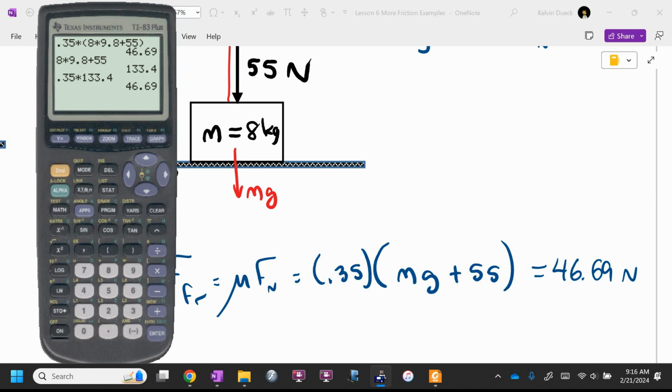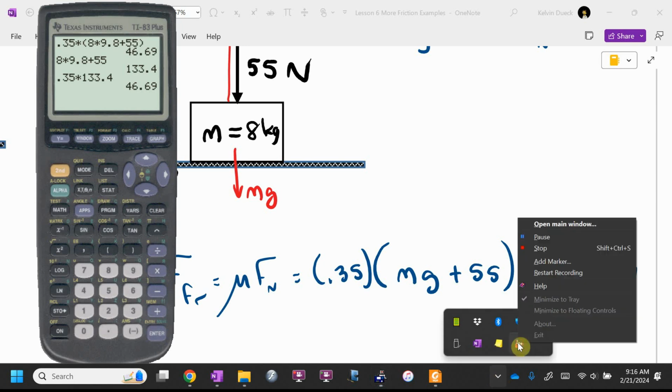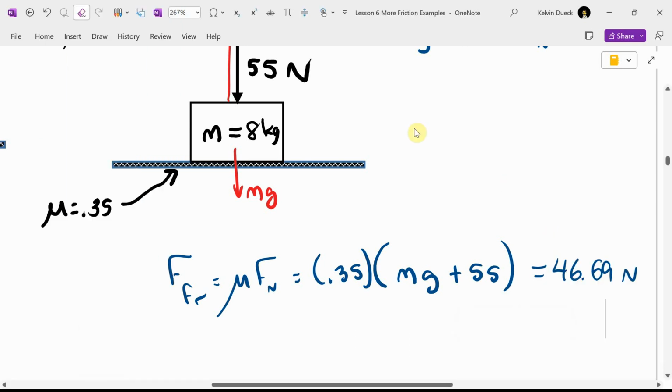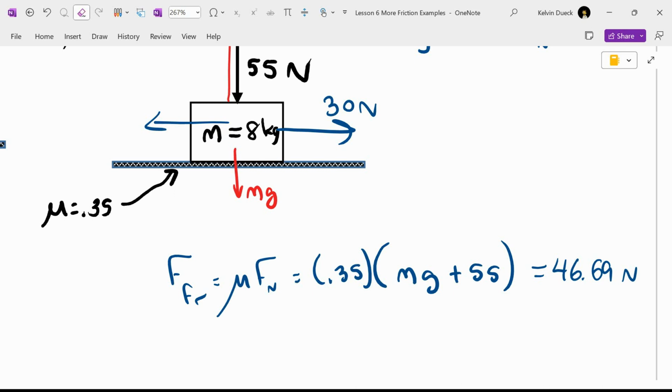You're still looking lost. Okay, don't clear your calculator. Let me pause the video. Don't write this down, look up. If I pull this way with 30 newtons, what would happen? How big would friction be in this direction? And nothing will happen. What if I pull with 45 newtons?